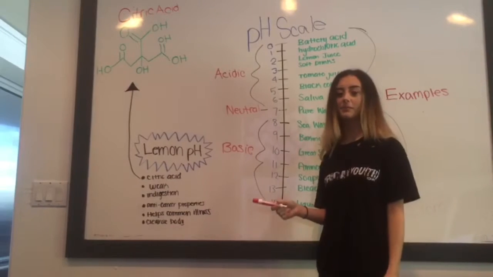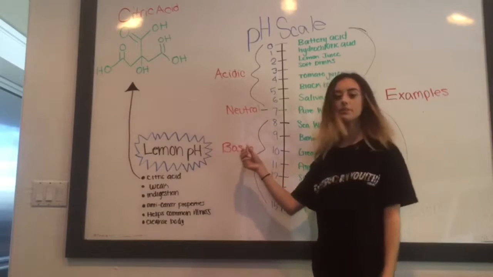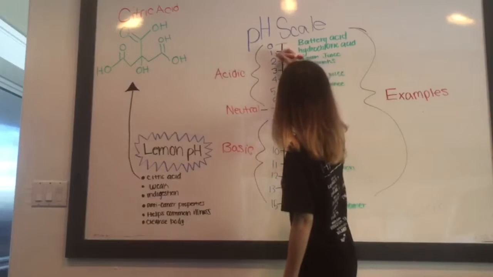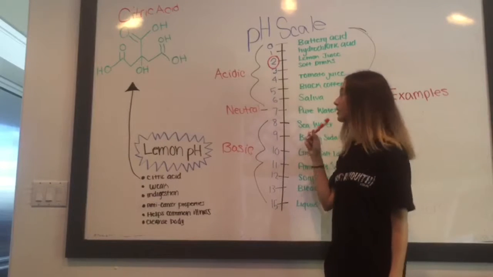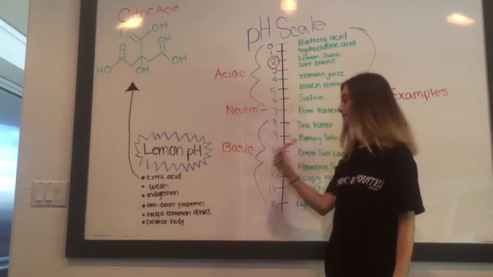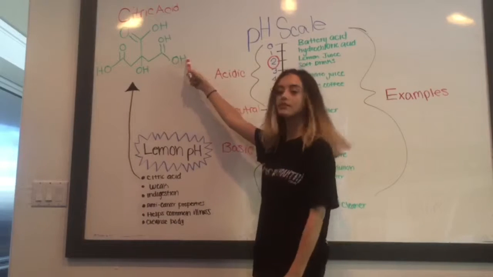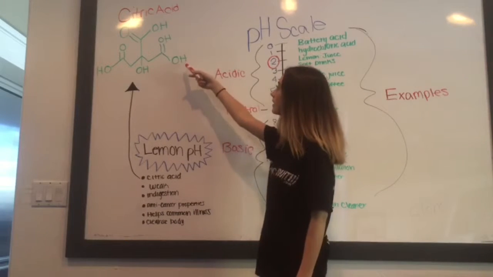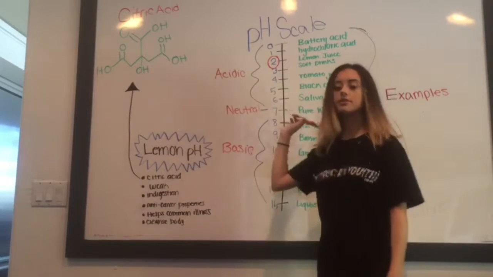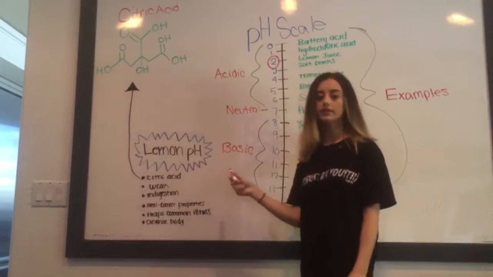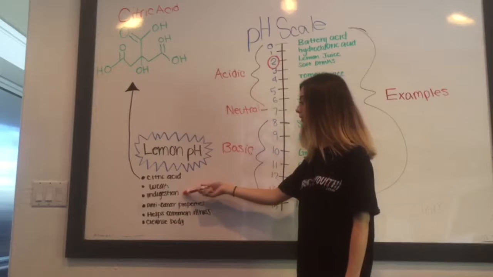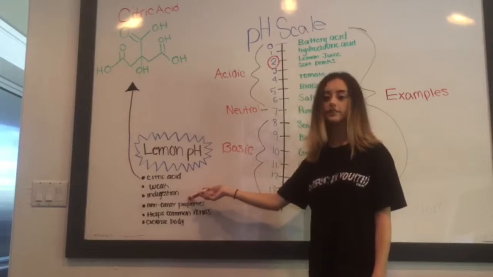Today we're going to be talking about lemon, and lemon on the pH scale is at a 2. So lemon is relatively a weak acid, and it's a citric acid, so this is a molecule diagram of citric acid. Even though it's low on the pH scale, it's fine for you to eat. If you have indigestion, you still don't want to eat it because it's still an acid.